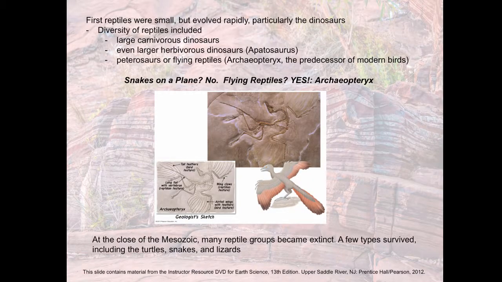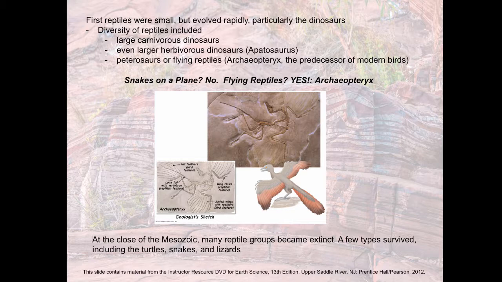Evolution occurred rapidly. Diversification was rapid with dinosaurs. Large carnivorous dinosaurs were present on the surface, and even larger herbivorous, that is, eating only plants, dinosaurs like Apatosaurus. And there were also pterosaurs, or flying reptiles. Archaeopteryx, which is the predecessor of modern birds, arose at this time. And I like that notion of flying reptiles. It's not snakes on a plane, but there were flying reptiles, which is an interesting thought. At the close of the Mesozoic, at 65 million years ago, thereabouts, many reptile groups became extinct, but a few survived.